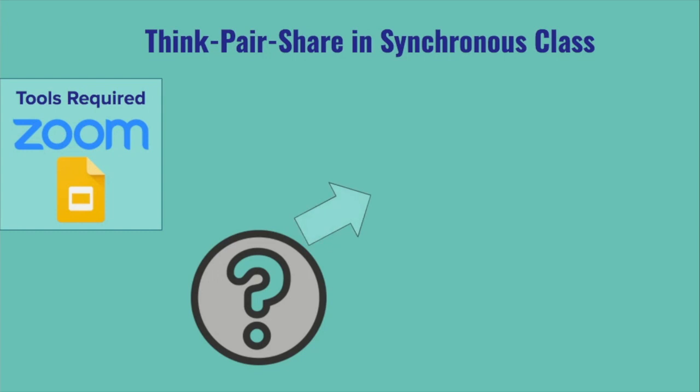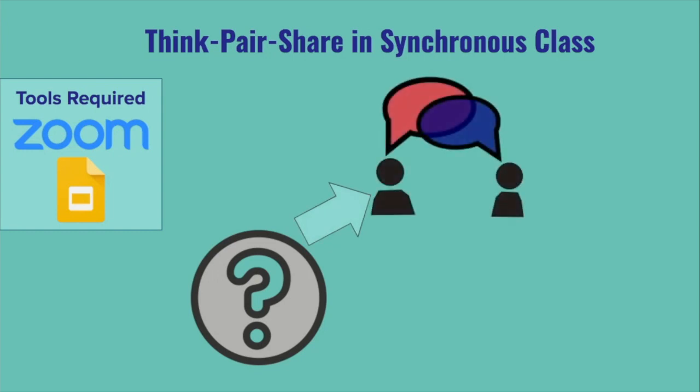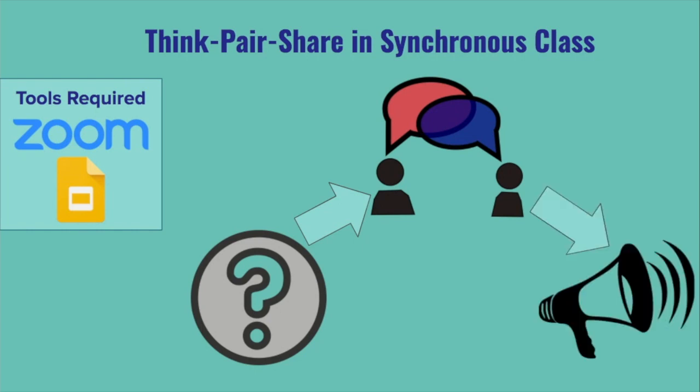Step 2 is where the teacher places pairs of students in breakout rooms where they talk to each other, share their ideas, and come up with a unified response. Step 3 is when the pair of students share their responses with the teacher, either by submitting a shared document or they share it with the class orally.